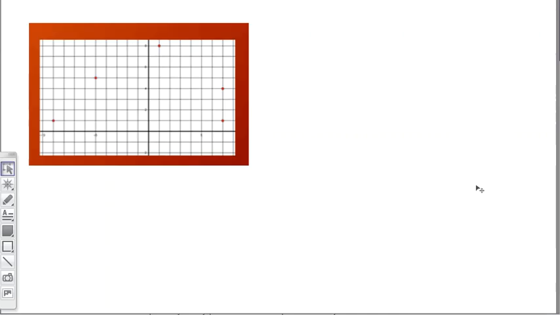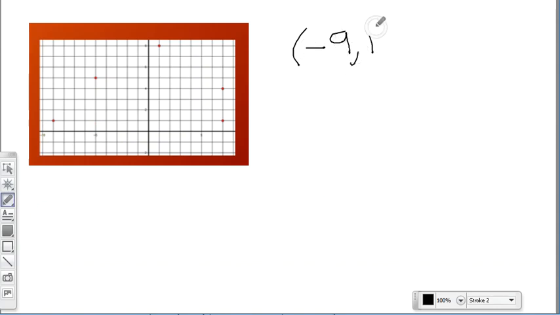For this next one, in order to list the domain and range of this relation, we are going to need to identify what the ordered pairs are for the relation. So we have one right here. If we want to identify what ordered pair that is, we're going to start at the origin. To get to this point, we have to move to the left 1, 2, 3, 4, 5, 6, 7, 8, 9, and up 1. This ordered pair is in quadrant 2, so we move to the left 9 and up 1.